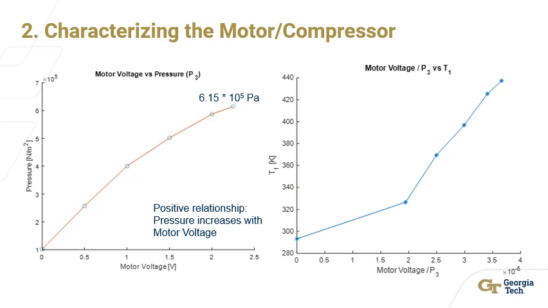Similarly, on the right, we see T1 plotted against input voltage over P3. T1 is the temperature of the air leaving the compressor. It is clear that increasing the motor voltage, and therefore pressure, increases the temperature of air coming out of the compressor. This is standard for compressors, which heat up the air output as it is pressurized.